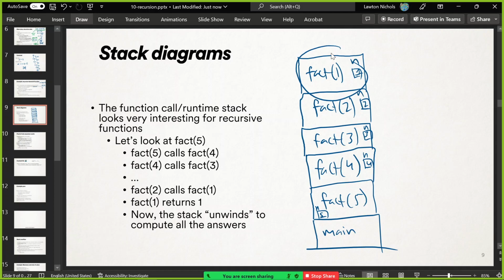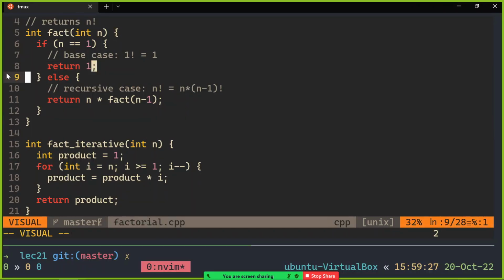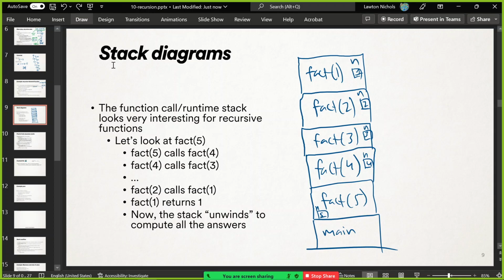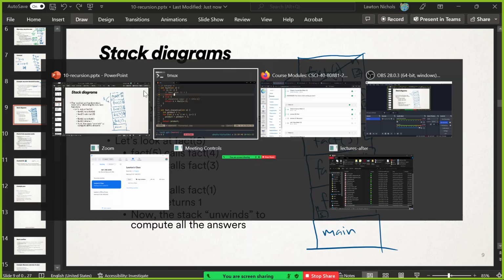And fact of 1 is finally the base case. If n is 1, return 1. It's like, okay, I have my answer. Here you go. It can return back 1 to whoever was calling it. And now it pops itself off the stack. I'll just keep it here with a slash, but know that we're back in fact of 2 now. It just got back the answer from fact of 1.